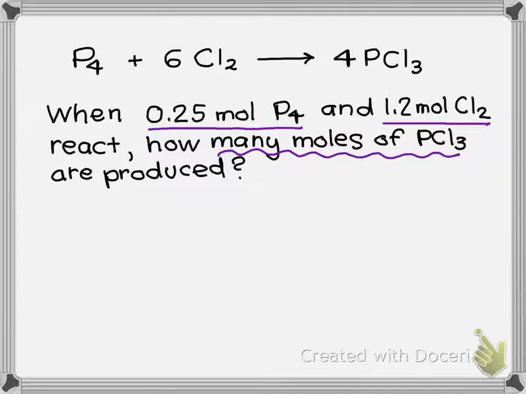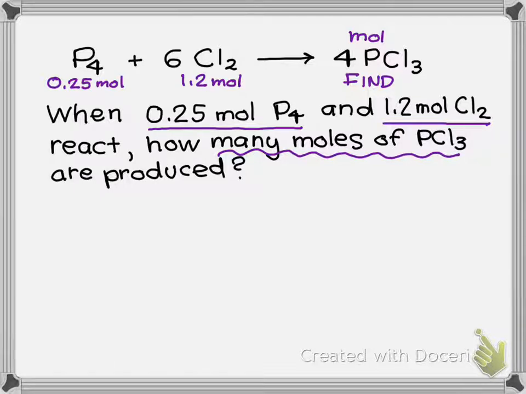So what's different about this problem? Well, the first thing I notice is they've given me 2 things. I've been given 0.25 moles of the P4, and 1.2 moles of the chlorine. And what they want me to find is the PCl3, and in this case it's moles. So one of the first indications that you're dealing with a limiting reactant problem is that they've given you both the reactants. So you know how much of each reactant you're starting with.